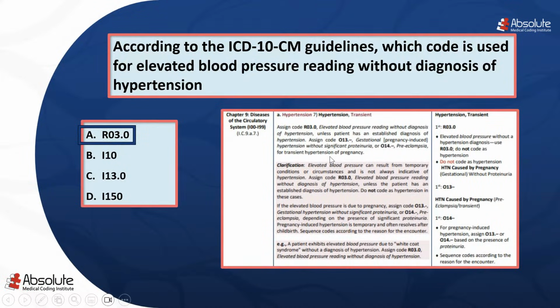According to the guidelines, which code is used for elevated blood pressure readings without diagnosis of hypertension? I know I have this one up here already, but we are going to be using guideline I.C.9.a.7 to solve this one. The rationale is that it tells us to code R03.0, which is super helpful because that's the question. Elevated blood pressure reading without diagnosis of hypertension, unless the patient has an established diagnosis of hypertension. So you see right here, R03.0. That is going to be the answer for that one.